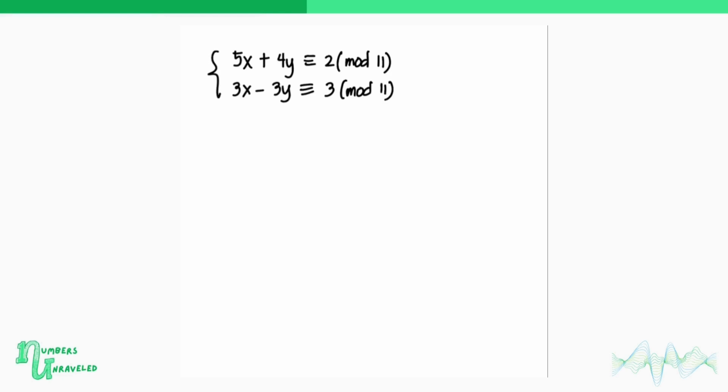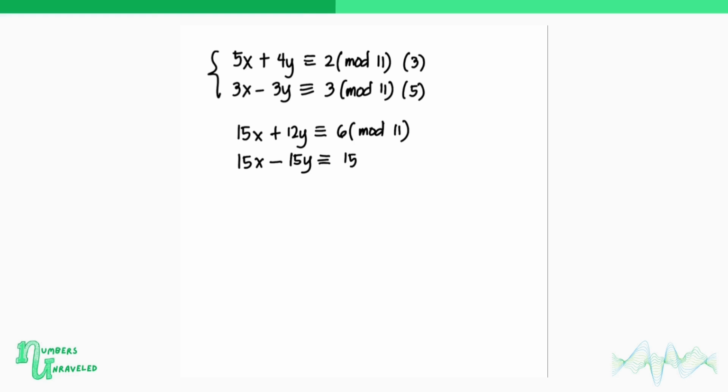Now that we have the value of x, we will move on to get the value of y. The approach will be the same as obtaining the x value. We will eliminate one variable by multiplying each congruence by an appropriate factor. We can multiply by 3 in the first congruence, and by 5 in the second one. That will give us 15x + 12y ≡ 6 (mod 11), and 15x - 15y ≡ 15 (mod 11). Subtracting these two congruences gives us 27y ≡ 2 (mod 11).